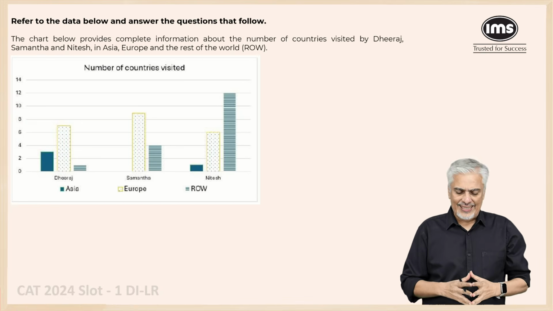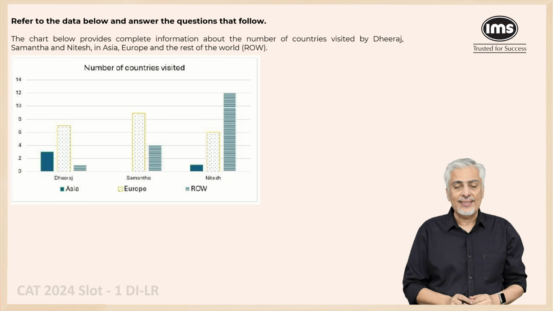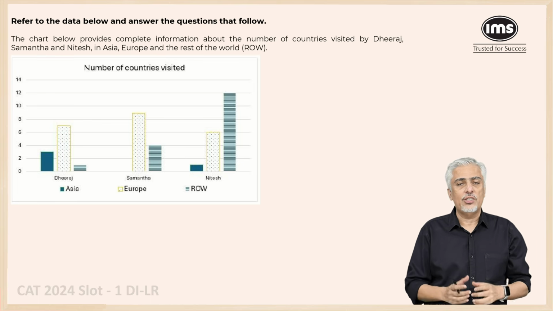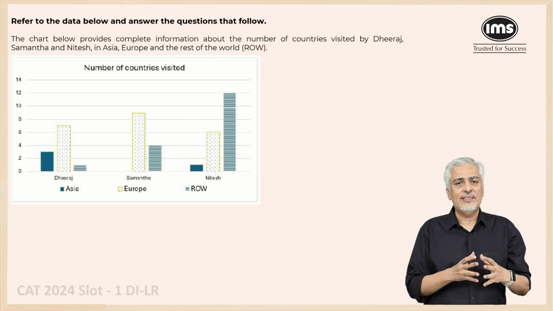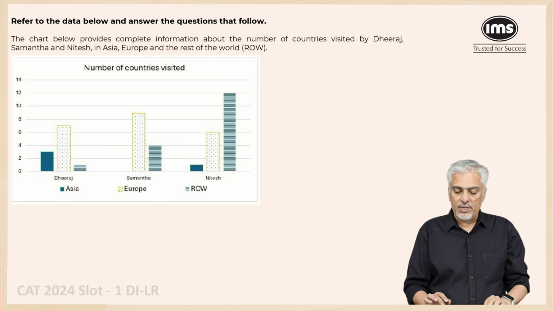Let's have a look at the next set. The next set talks about 3 people, Dheeraj, Samantha and Nitesh, who have visited countries in Asia, Europe and rest of the world. So they divided the whole part into 3 parts: Asia, Europe and rest of the world. The chart below provides complete information about the number of countries visited by Dheeraj, Samantha and Nitesh in Asia, Europe and rest of the world.